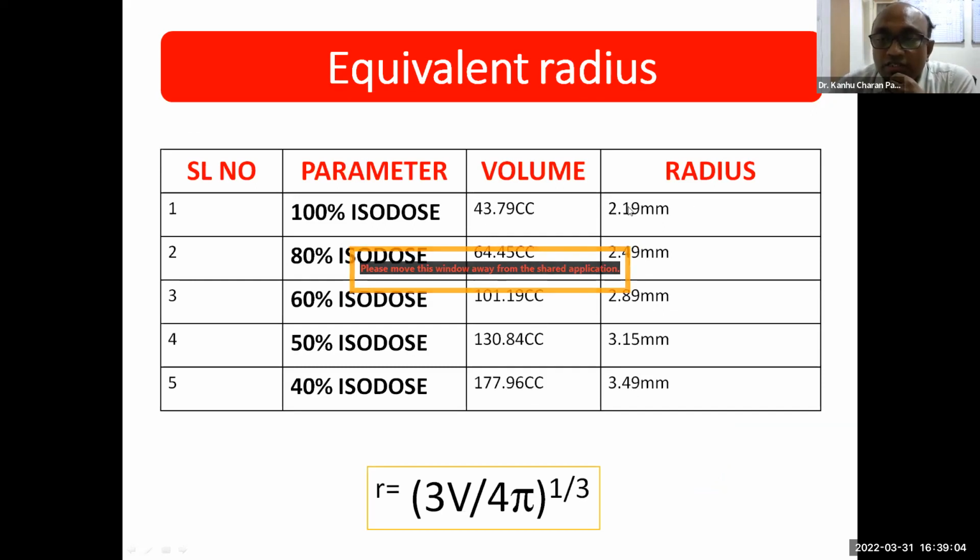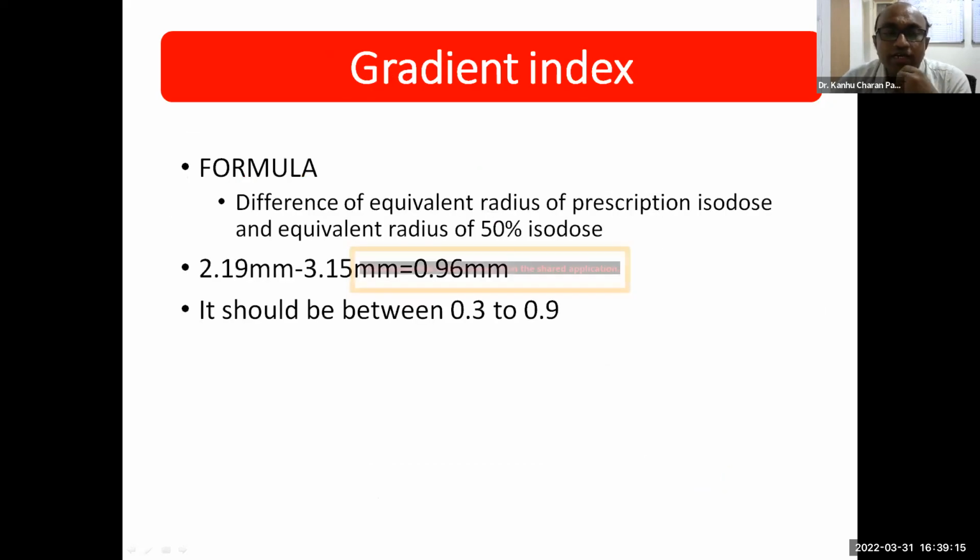79 cc, the radius is 2.19. Like that, you can calculate all the isodose volumes and then the isodose radii. The sphere formula is there, so you can go ahead with it. So what is the gradient index?